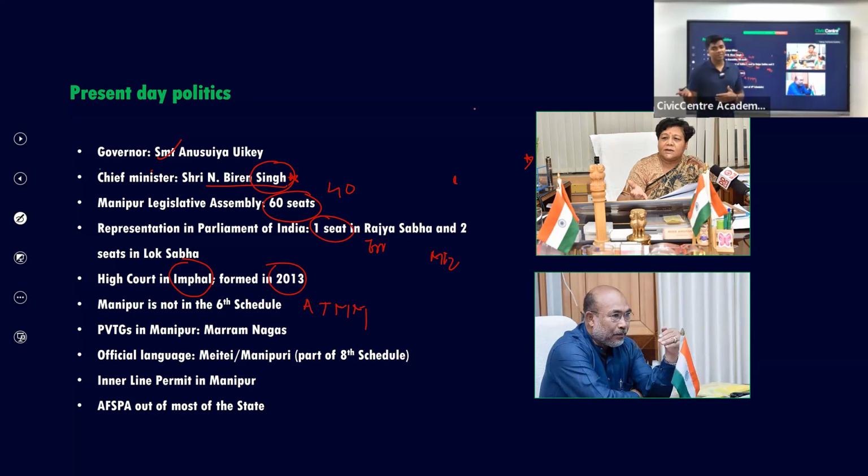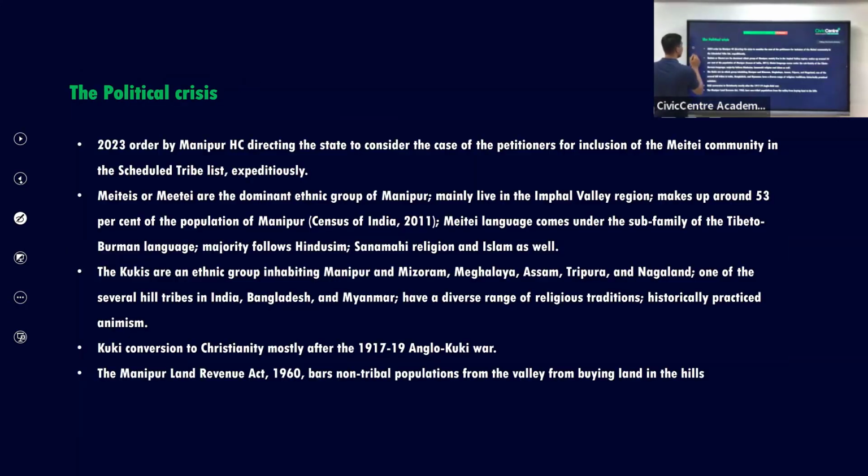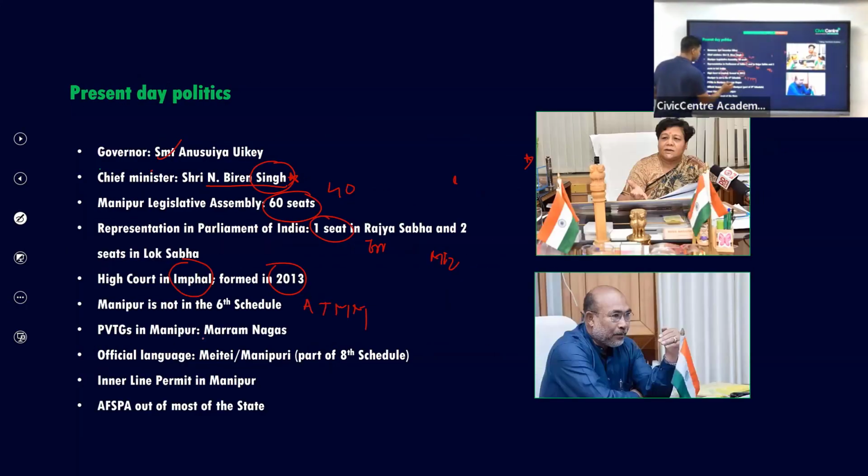So that we should know, are they the particularly vulnerable tribal groups? There are so many PVTGs in Andhra Pradesh. You know that, right? Konda, they have. Same way, are there any PVTGs in Manipur? You will understand that neither Meitei, which is not given ST status, nor Kuki, which is tribal, are part of PVTGs in Manipur. There is only one group, which is Maram Nagas, not all Naga groups. Only Maram Nagas are PVTGs. So if there is a statement, Kukis belong to PVTGs in Manipur, that is incorrect.